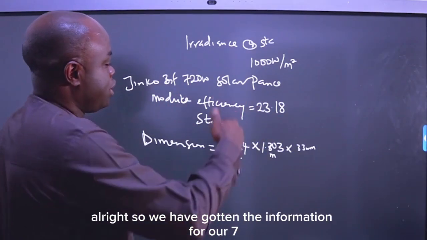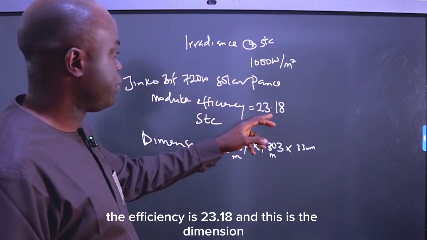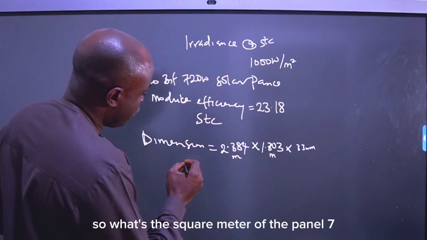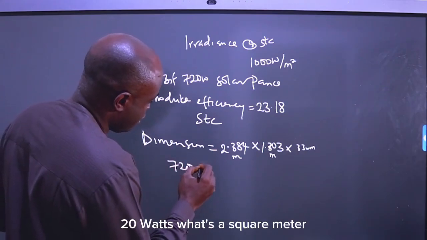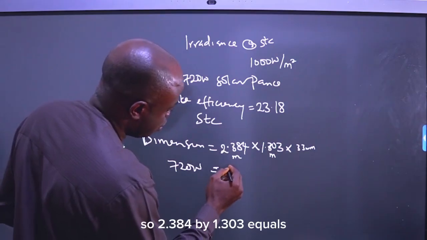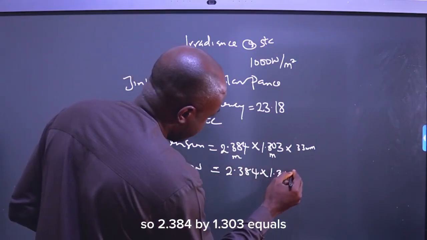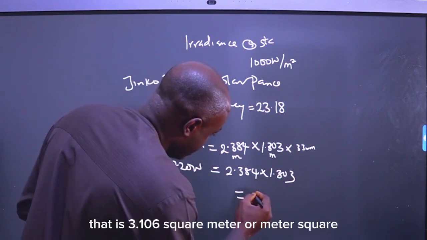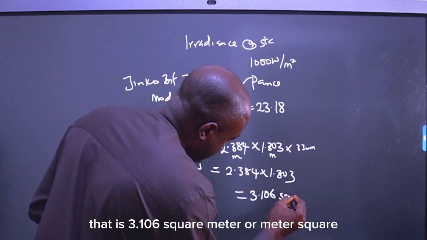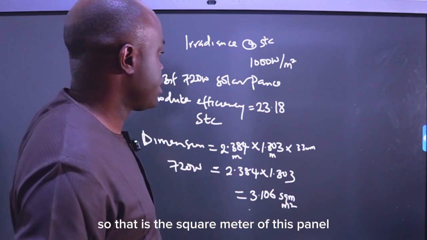All right, so we have gotten the information for our 720 watt Jinko solar panel: 720 watts, the efficiency is 23.18, and this is the dimension. So what's the square meter of the panel? The square meter, we multiply this by this. So 2.384 by 1.303 equals 3.106 square meters. So that is the square meter of this panel.